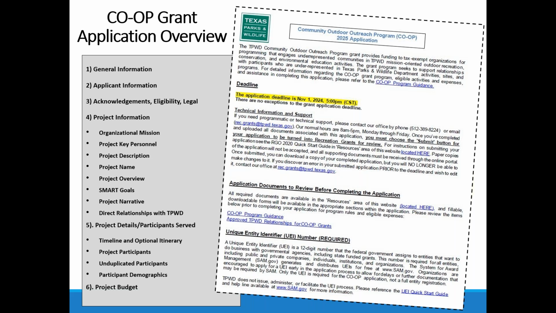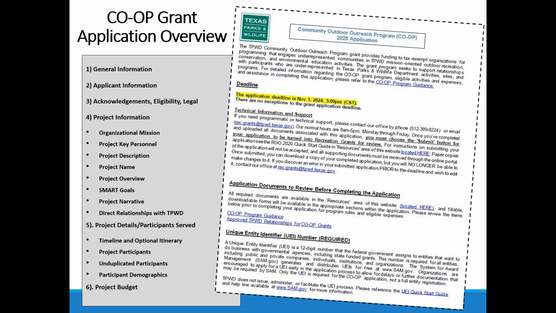So let's take a big picture look at the 6 sections that make up the application. The first couple sections should be pretty easy for most of you. It's some general information, some information about your organization in the applicant section. There are also some acknowledgements and eligibility and legal statements that you need to sign off on.